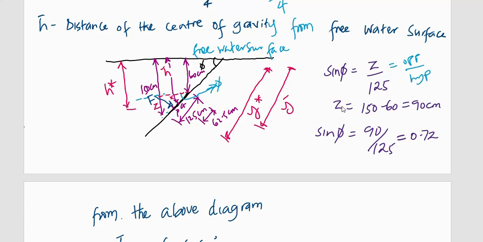But remember, z from here to here is equal to 150 from here to here minus from here to there. So that will be 150 minus 60, which gives you 90 centimeters. Then sin phi therefore will equal 90 out of 125.